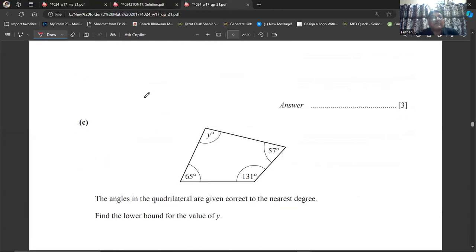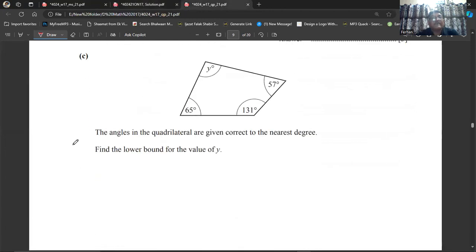Then we have the C part of question number 6, and it's a 2 marks question. The angles in the quadrilateral are given correct to the nearest degree. Nearest degree means 1 degree, so divide by 2. So you will get 0.5. So you can add 0.5 to find the upper bound of these angles and subtract 0.5 from them to get their lower bound.